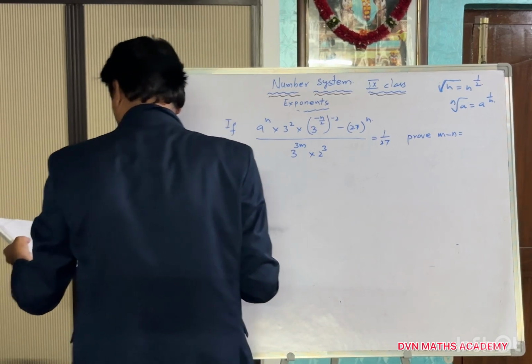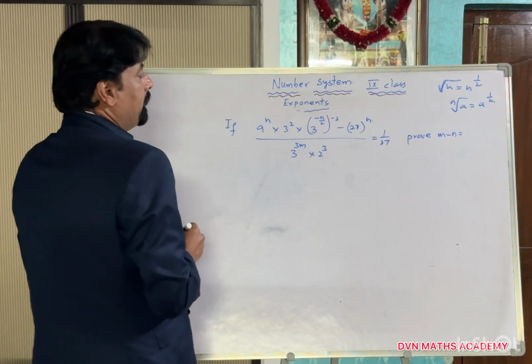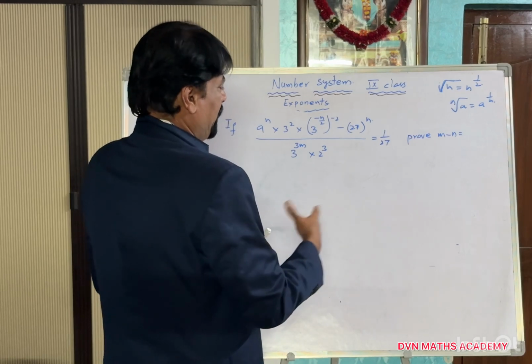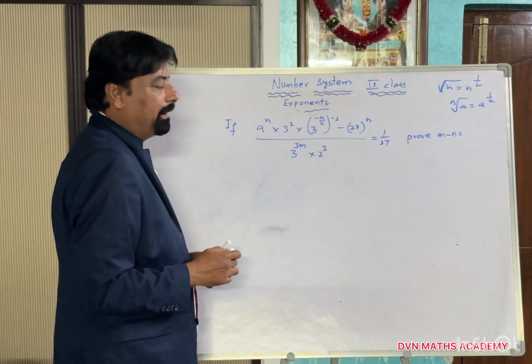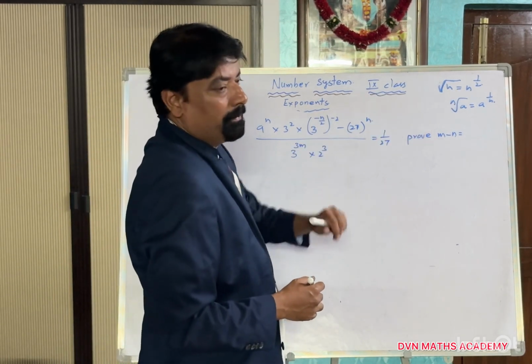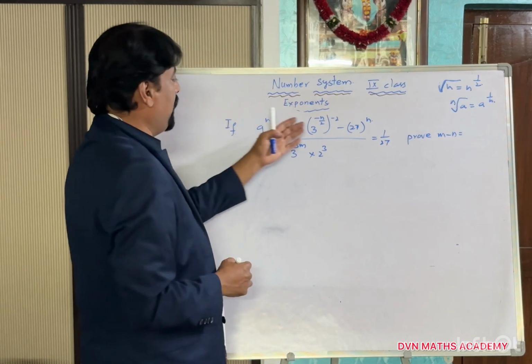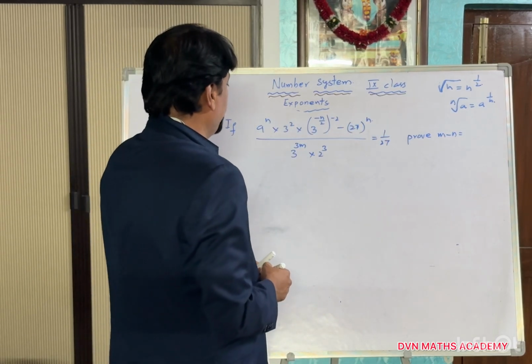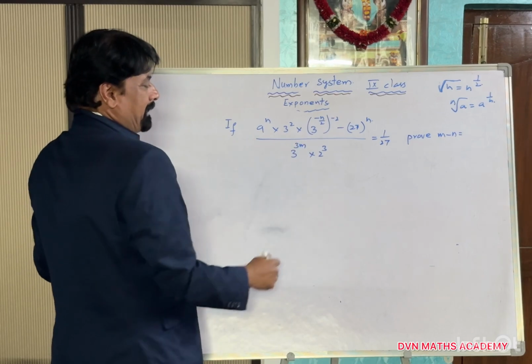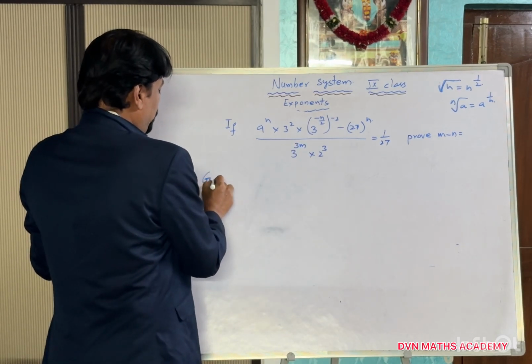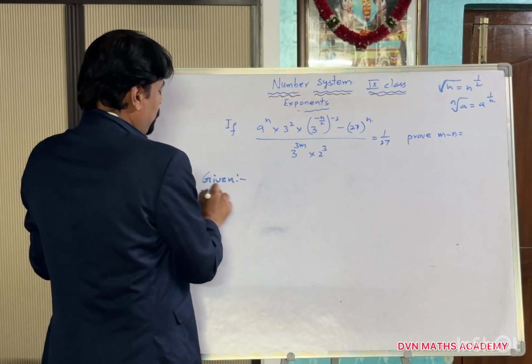Something is given, it is not visible, but what we need to find is the value of m minus n, whatever it may be. Prove or find the value of m minus n. So if this value is given as 1 by 27, this is very interesting. From the given, what we are writing, you see, this is very, very interesting.